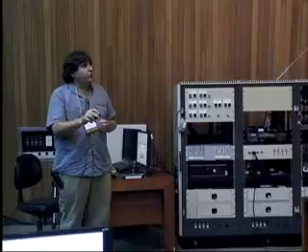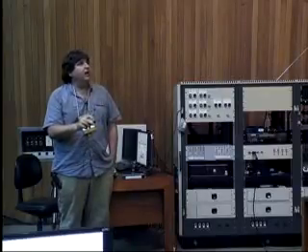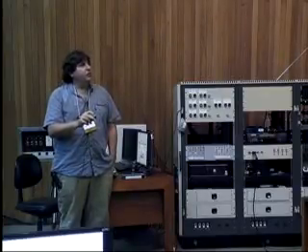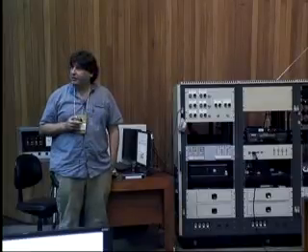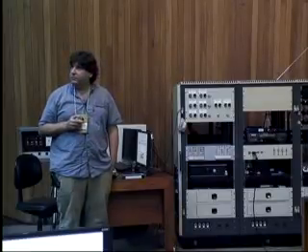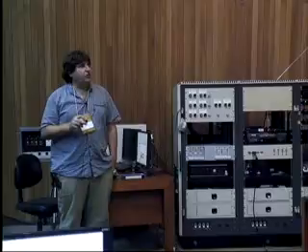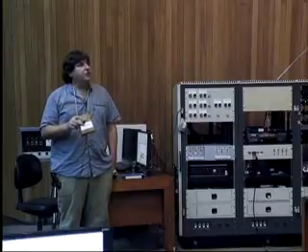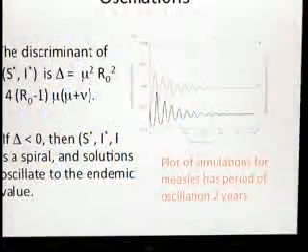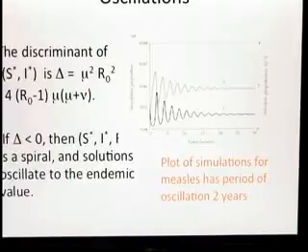So this is a representative plot. This is S of t and this is I of t. Right? So S of t is oscillating to its equilibrium value, and the same thing for I.